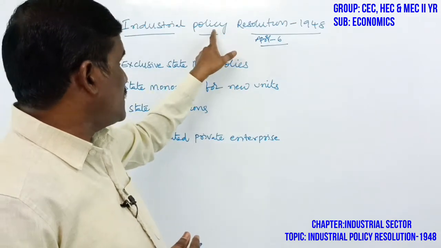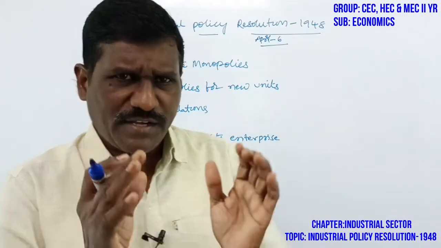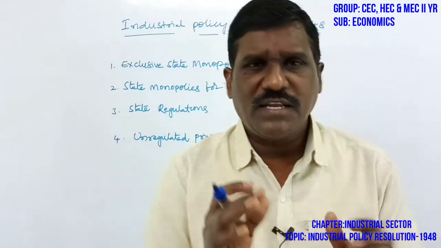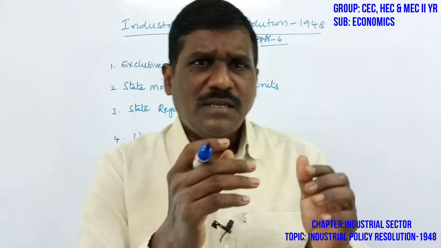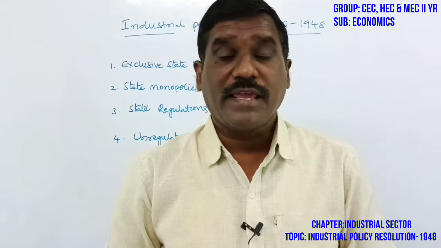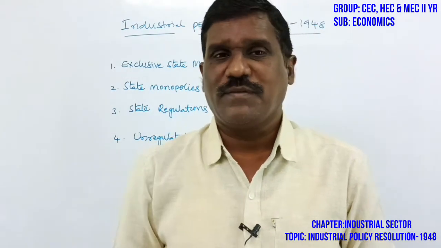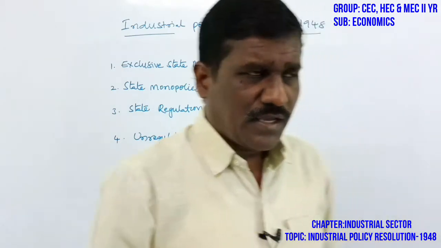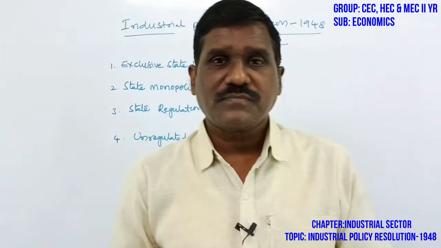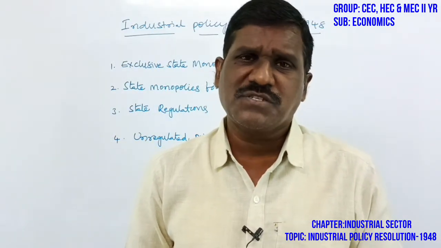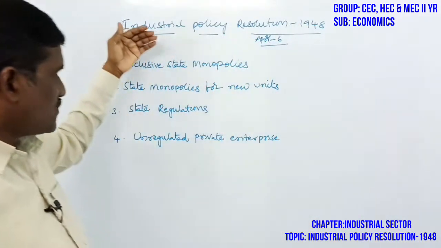See here, industrial policy resolution. So how are our industries going to run perfectly? What measures have to be taken? For our industries to be good, what should be done and what measures should be taken? The first one is the Industrial Policy Resolution of 1948. So according to the 1948 Industrial Resolution, the industries are divided as follows.